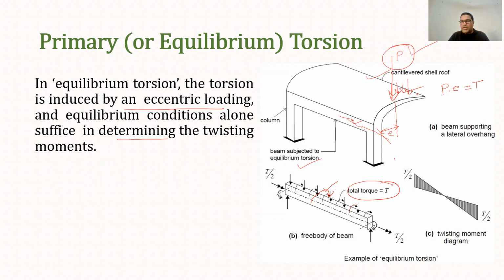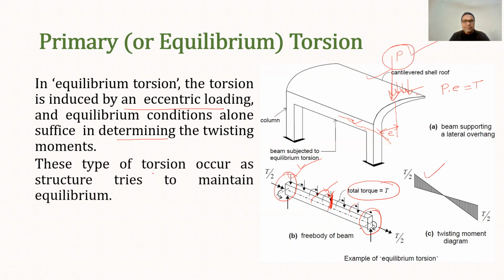If we look at the torsional diagram, how torsion is varying in this case, we can say that torsion is high at the ends and torsion is minimum at the midspan of this beam. So maximum torsion will occur at the ends of the beam and minimum will occur at the midspan of the beam.